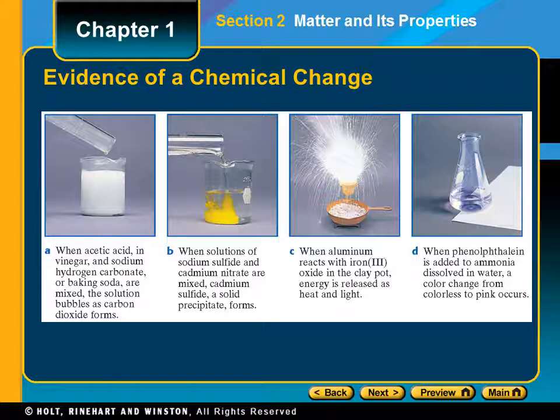In C, when you take aluminum and you put it with iron 3 oxide in the clay pot, you get heat and light being released. That is usually a sign that a chemical reaction is taking place or a chemical change. And then D, phenolphthalein being added to ammonia that's dissolved in water, you get a color change. You can't see it real well, but the liquid has turned pink, and it goes from colorless to pink, and usually a color change is a sign that a chemical reaction has taken place.